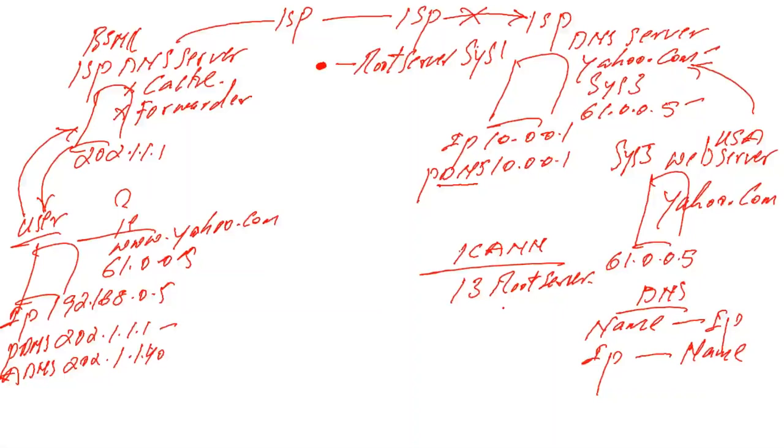But the question is, how are these 13 root servers connected to each other? By using satellites, GPRS, Wi-Fi, or physical cables? Physical cables, the answer is correct, sir. Not by satellite, not by GPRS, not by Wi-Fi. These 13 root servers spread across the world are connected physically to each other, by using fiber cables.